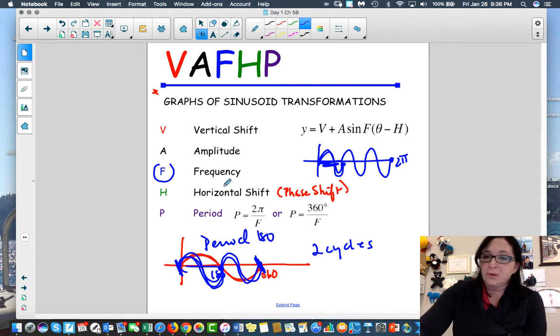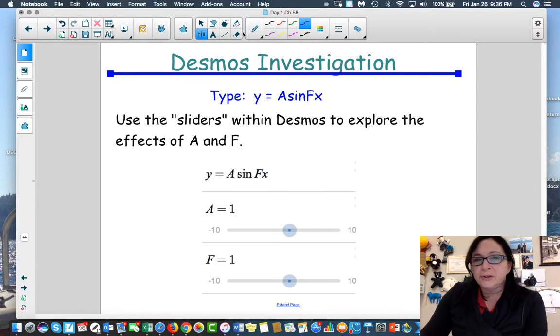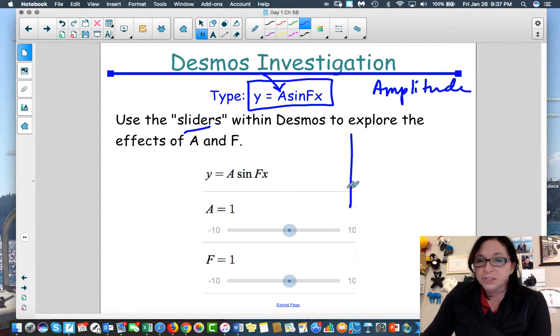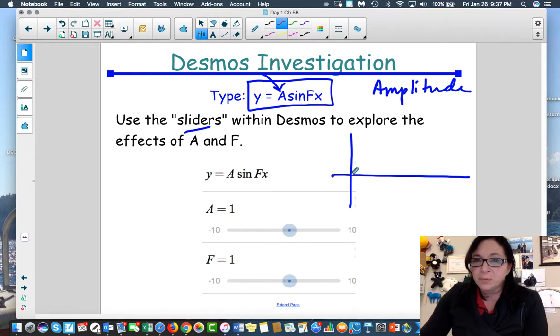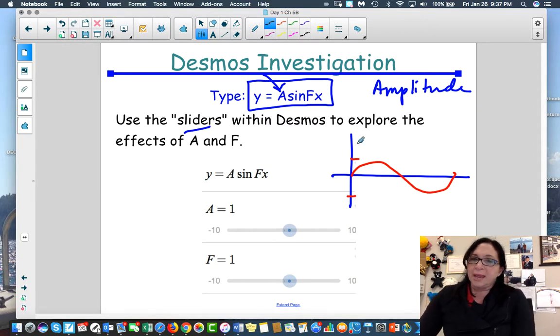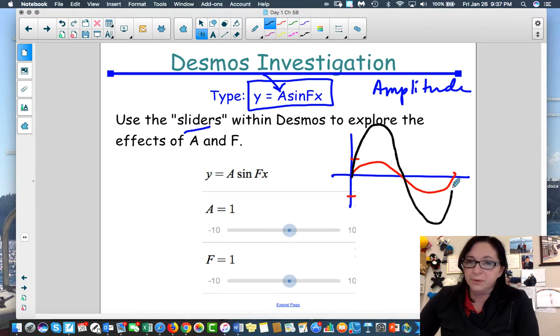Okay, so on your Desmos investigation, you would use the slider. After you typed this in right here and go to Desmos, what would be the effects of A and F? Now A, in the other screen, I told you that was your amplitude. And what amplitude should do is take your graph, let's just stick with the sine wave. Here's my sine wave that goes up 1, down 1. And if I'm changing my A, which is my amplitude, it could do something like this. If it's a positive high number, that's what it's going to do.